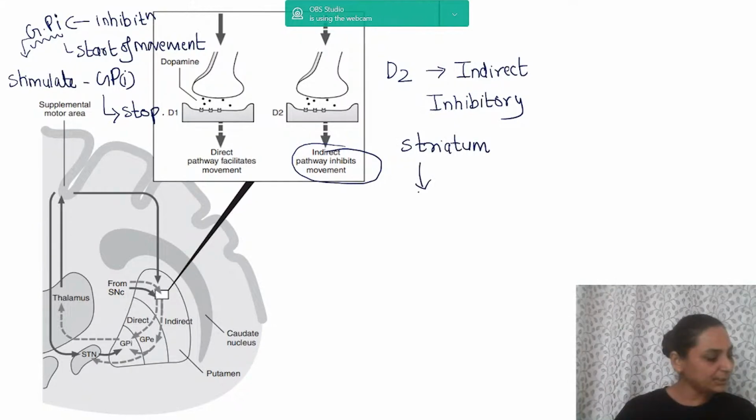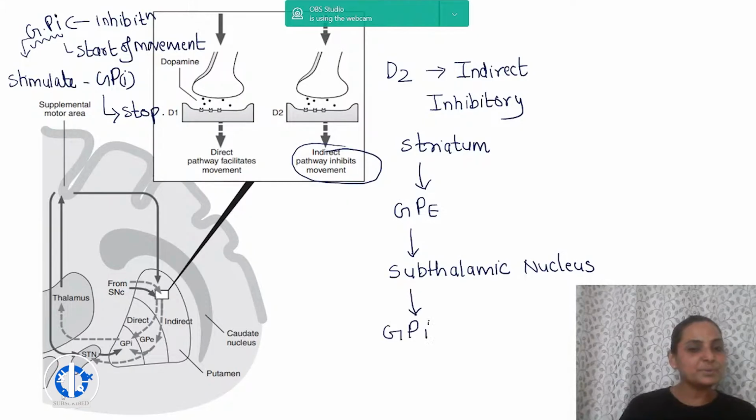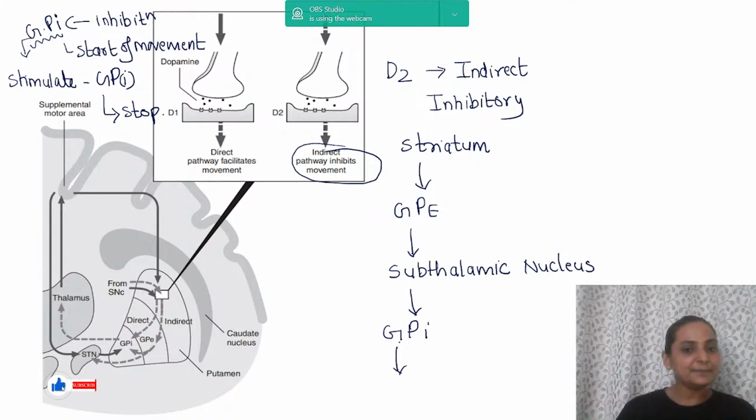It involves the globus pallidus external segment, but it now has to involve the excitatory subthalamic nucleus, so that this subthalamic nucleus can excite the globus pallidus internal segment, so that finally this globus pallidus internal segment is able to inhibit the thalamus.